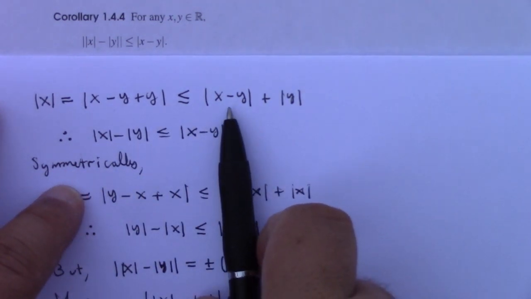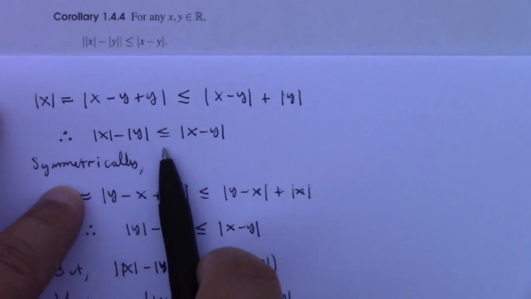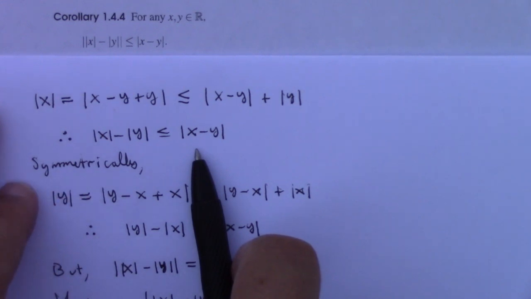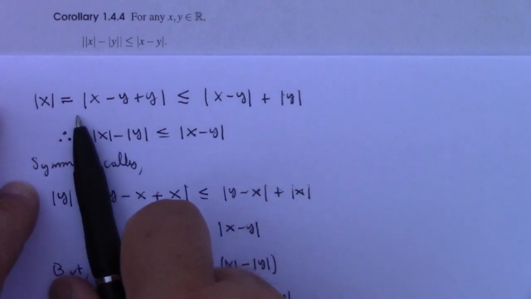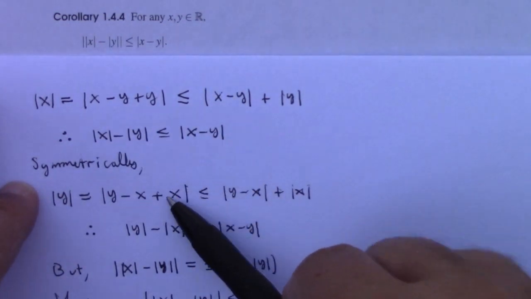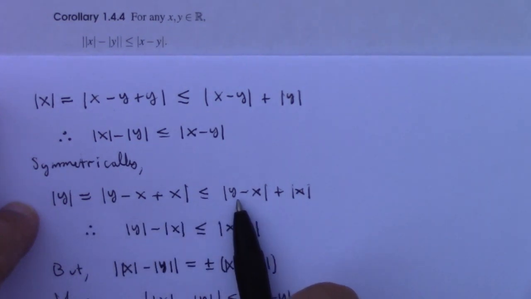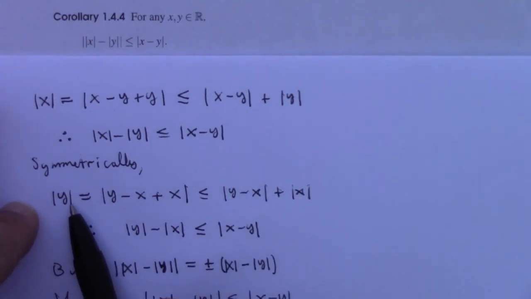And as such, that shows you that the absolute value of x minus the absolute value of y is less than or equal to the absolute value of x minus y, right? But on the flip side, symmetrically, we can interchange the role of x and y in that argument, and instead of adding and subtracting y, I can add and subtract x from y, and get that the absolute value of y minus x plus x is less than or equal to the absolute value of y minus x plus the absolute value of x.